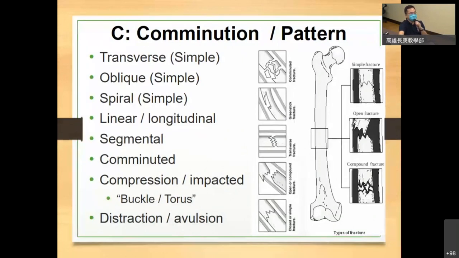Another term is the comminution pattern. Let's describe what a transverse fracture is. Transverse fracture means a simple fracture. The oblique also means a simple fracture. Spiral also means a simple fracture. If we use these three terms, the fracture is a simple fracture, not a comminuted fracture. If we do not use these terms, the fracture is not easy to treat, such as a segmental or comminuted fracture.